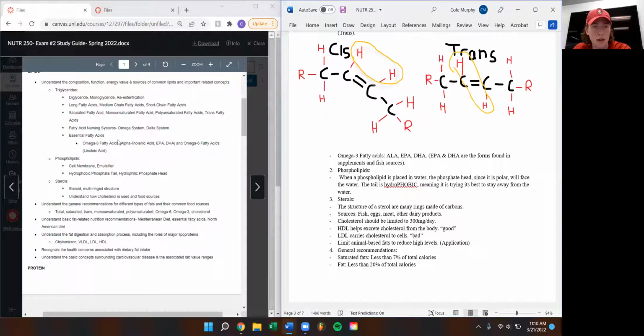So now we're talking about omega-3s, which are also fatty acids. You got 3 different types. You have ALA, EPA, and DHA.